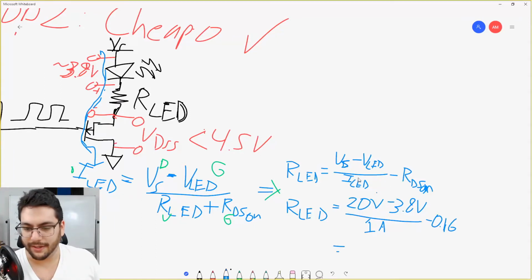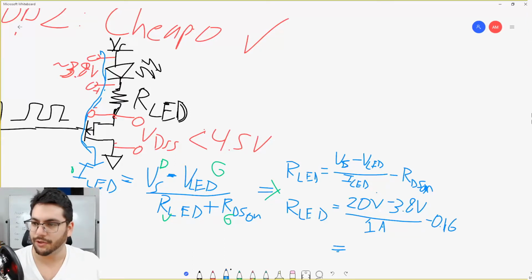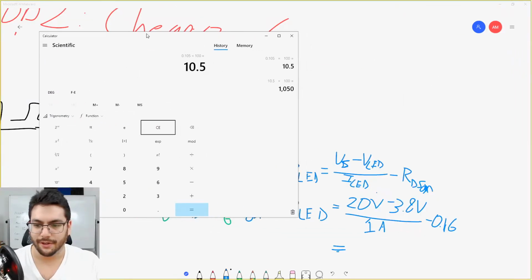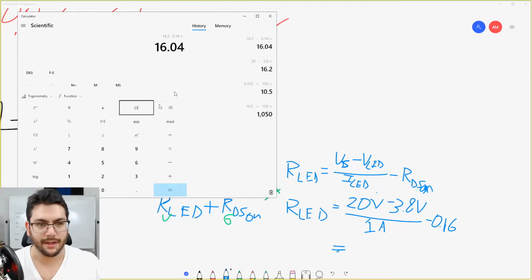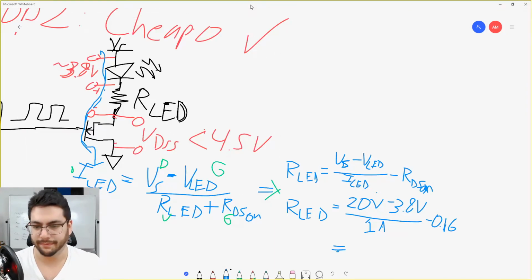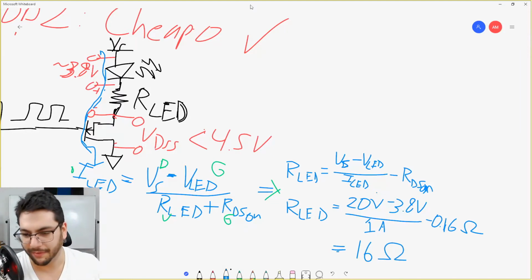That means RLED is going to be, once I plug this bad boy in, there we go, as I struggle with my own user interface, 20 volts minus 3.8 volts minus 0.16, 16. I want 16 ohms. Cool. I'm going to put the units in here, so I'm not a scrub. Only scrubs don't put their units in. So about 16 ohms.